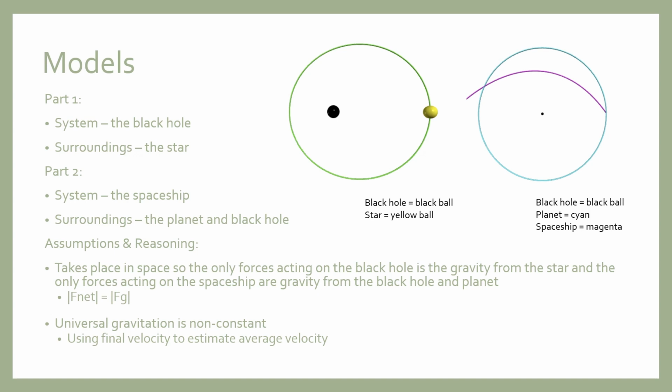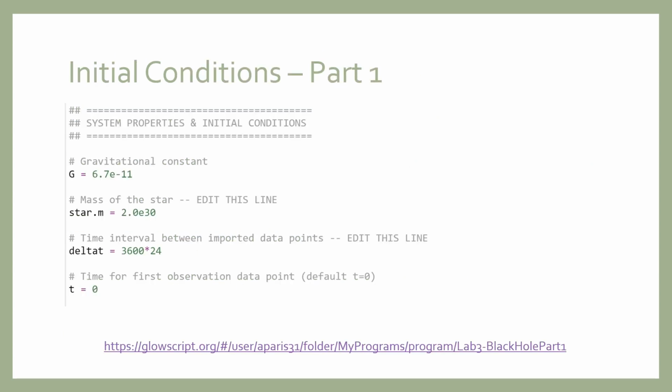Also in the code, we used final velocity as average velocity in the position update formula because universal gravitation is a non-constant force. We wanted to find the mass of the black hole based on a randomly generated star orbit and the mass of the star. I linked the rest of the code on this slide if you want to look at it.